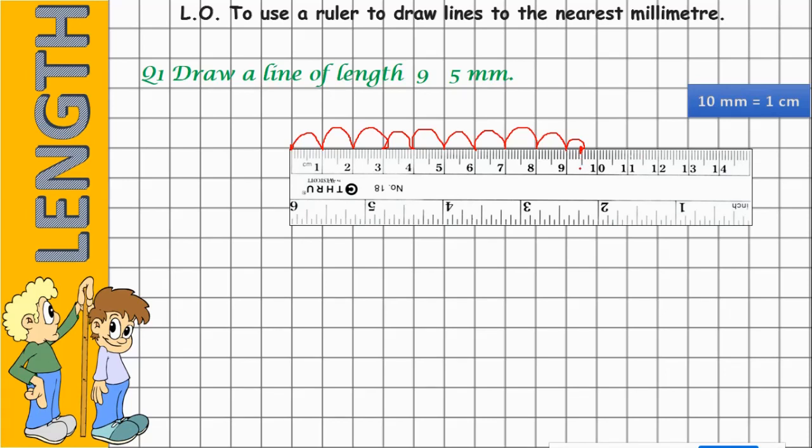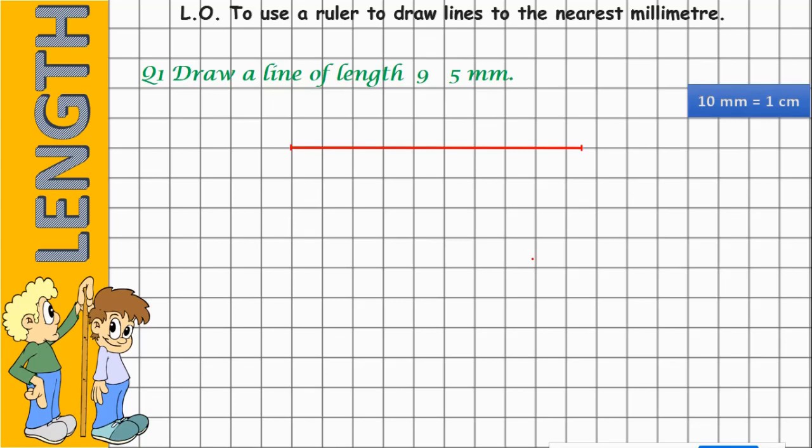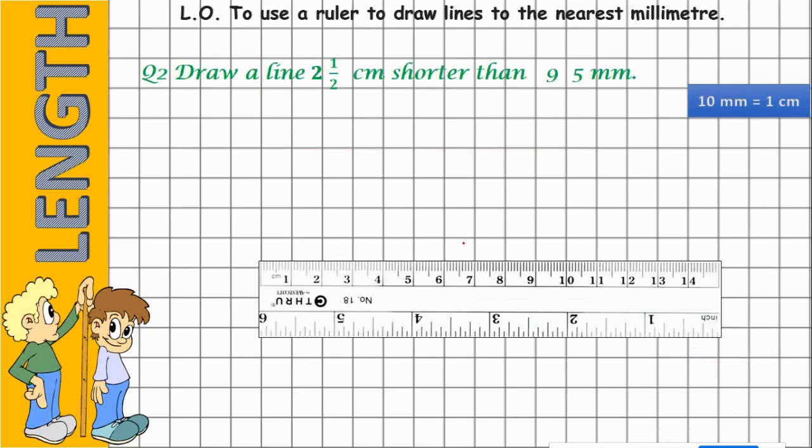You can see that this slightly longer line between 9 and 10 is nothing but 5 millimeters. Alright, so let's mark this point, and hold your ruler in place, take your pencil and draw a line. We have still not labeled the line, so let's do that. Alright, so we finished drawing a line of 95 millimeters.